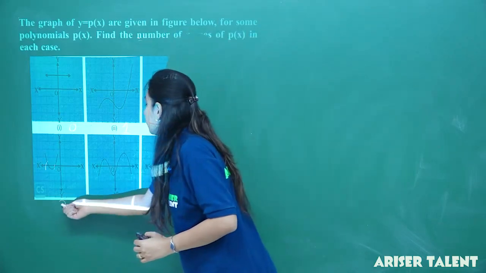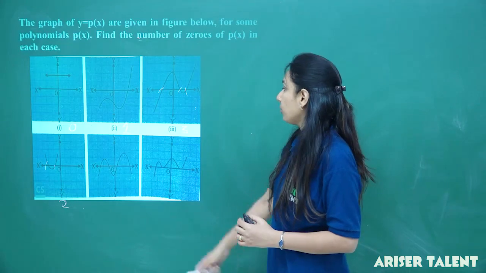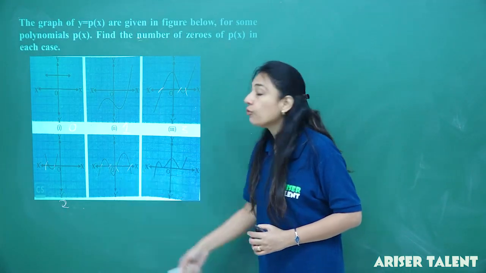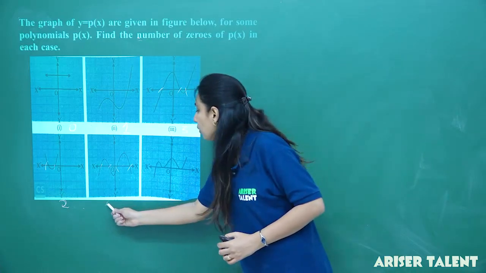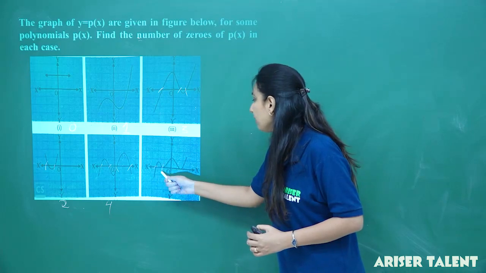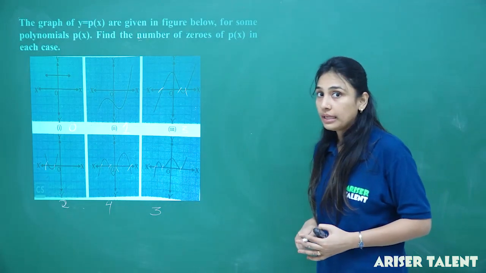So, 2 zeros of polynomial. In the next one, it has 1, 2, 3 and 4 points. So it will have 4 zeros of polynomial. In this one we have 1, 2 and 3, so 3 zeros of polynomial. Okay.